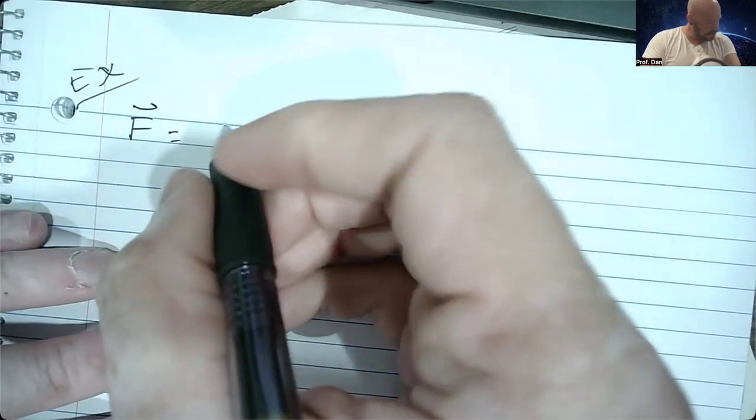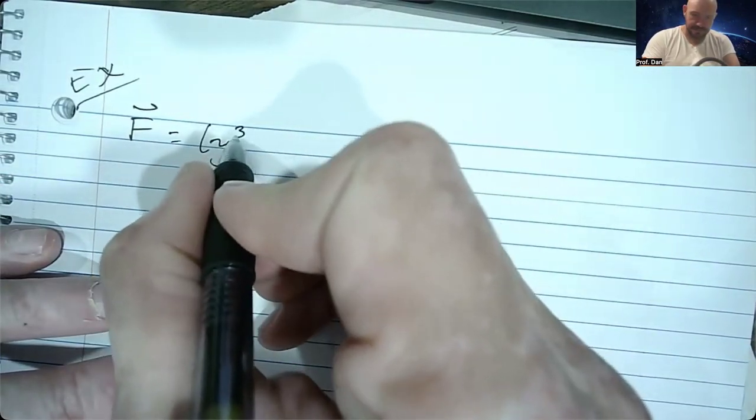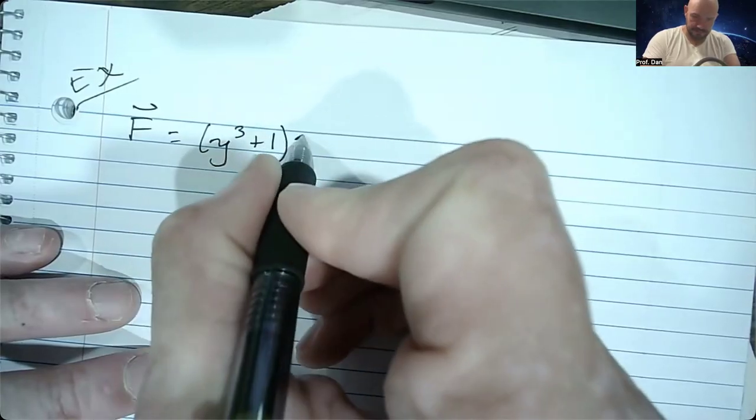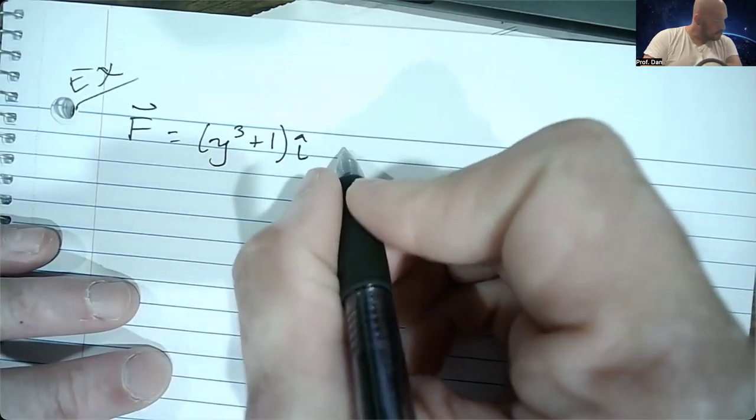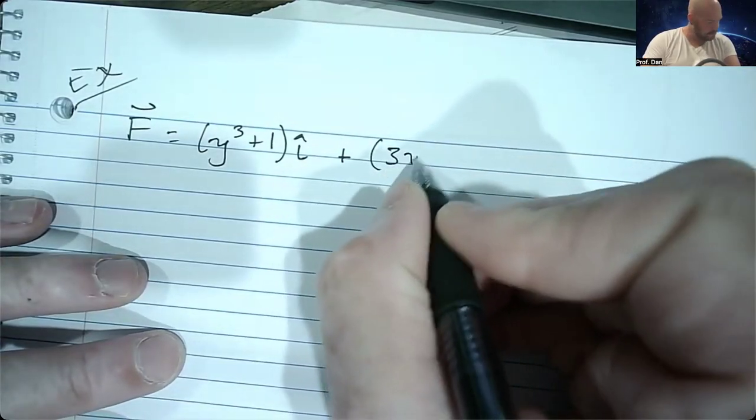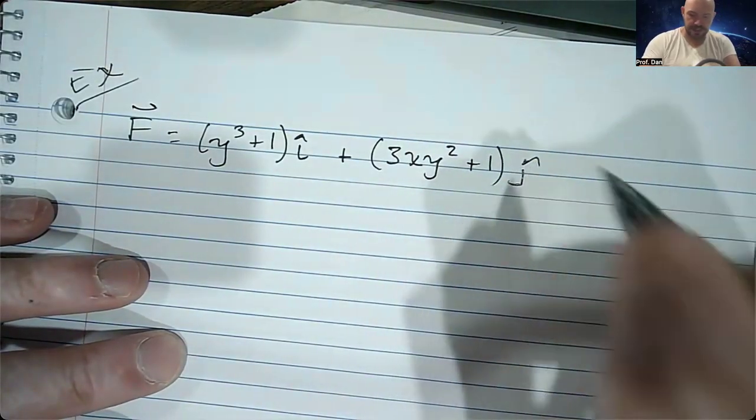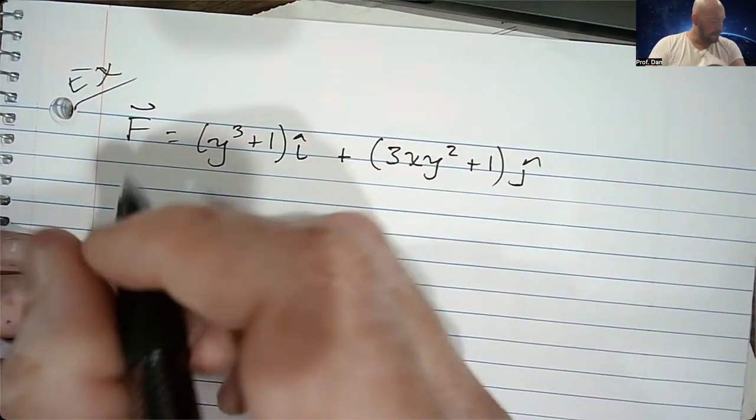start off with this force field. F is equal to y cubed plus 1 i plus 3xy squared plus 1 j. All right, that's our force field.